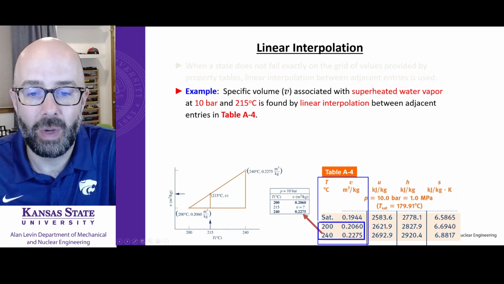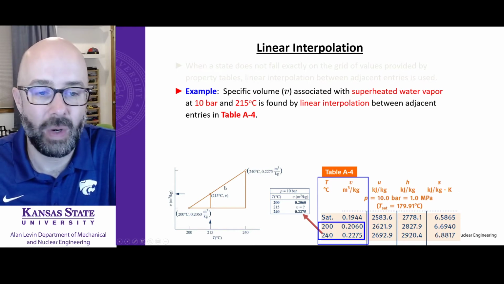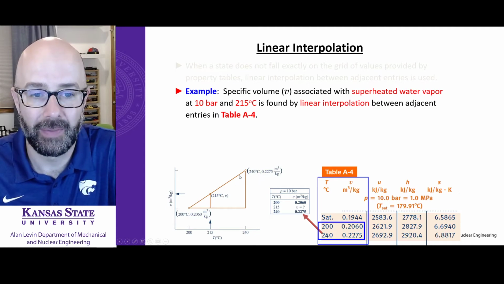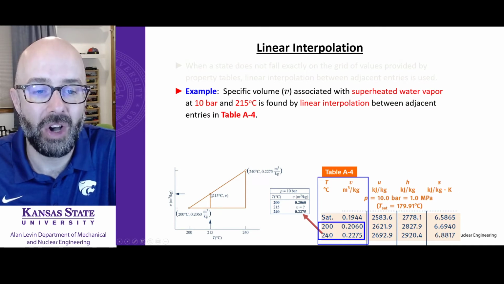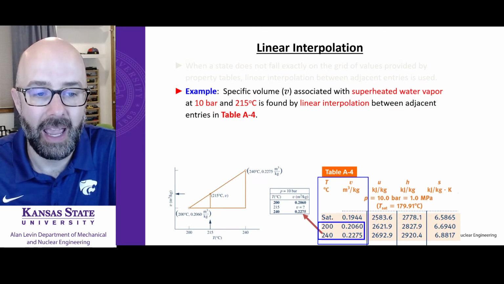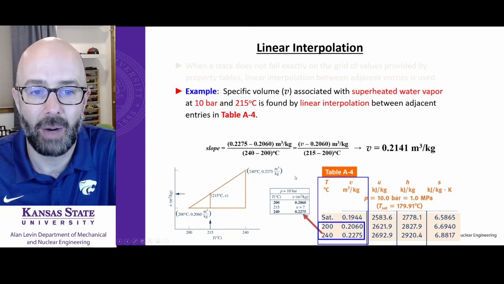So what are we going to do? We are going to pretend that the data from 200 to 240 is a straight line between those two, linear. And then we're going to place 215 and say somewhere along that line 215 is there, and we're going to read off where our specific volume is. Okay, so how are we going to do that?